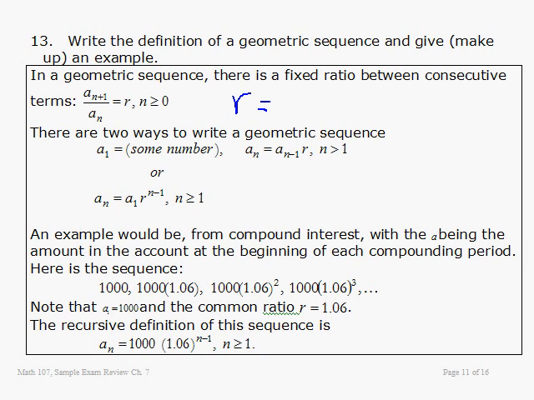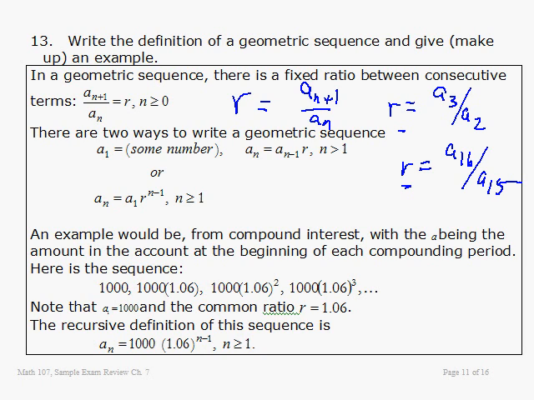That means if I take two neighboring terms of the sequence and I divide them, you're always going to get the same ratio. So R is going to be A3 divided by A2, that number. A16 divided by A15 will give you the same number, the common ratio R. That's because each term is really just multiplied by that R to get the next term.